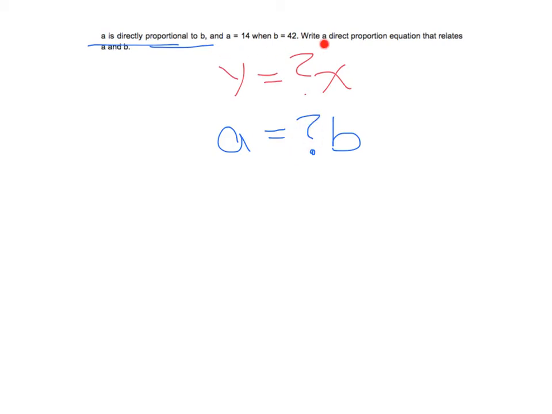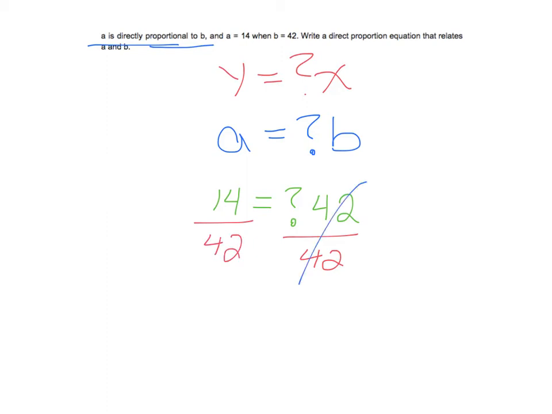So let's use the information they gave us. We're going to plug in 14 for A equals question mark, and then instead of a B, we're going to put 42. So remember, this question mark and 42 are being multiplied. We just want the question mark. So we want to get rid of times by 42. To get rid of multiplying by 42, you will divide both sides by 42.